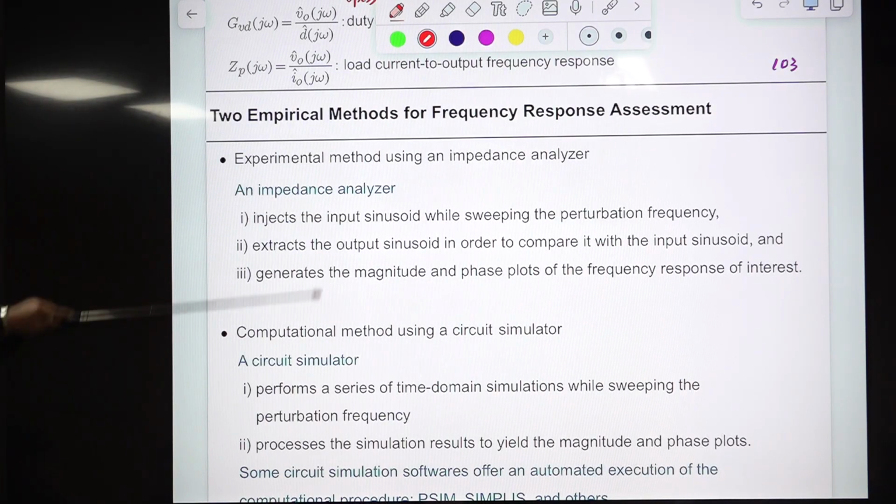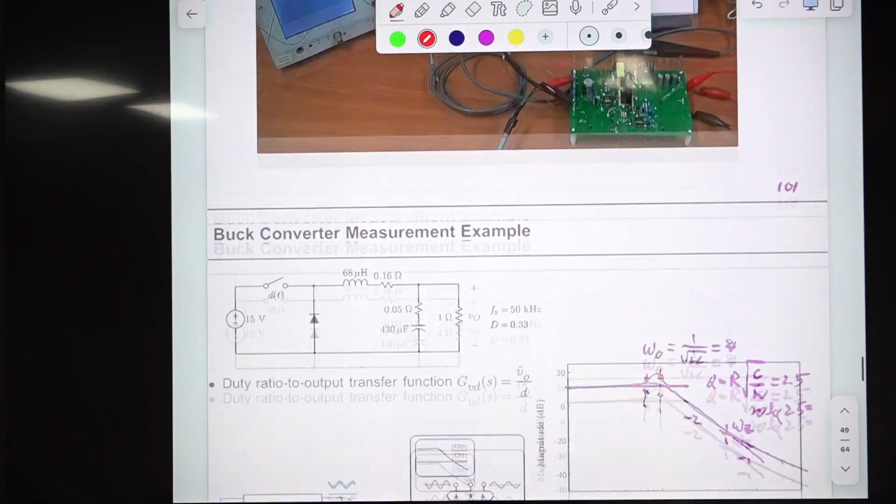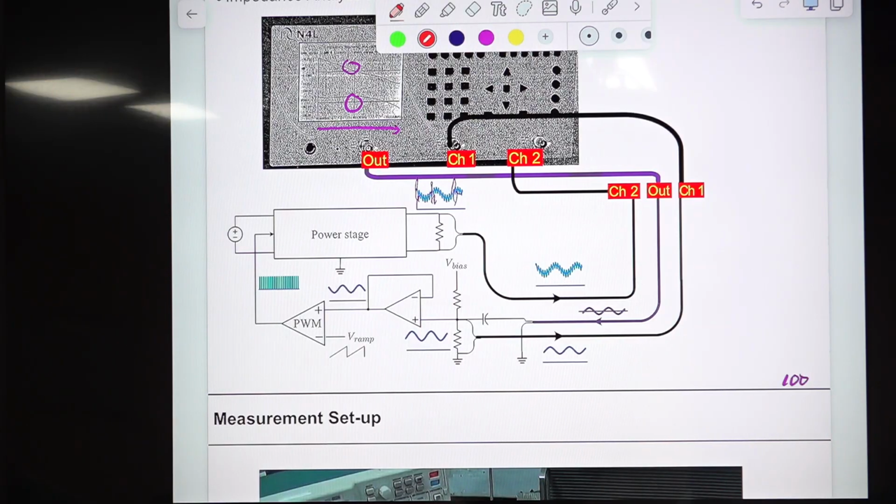This is the experimental method, and the other one is the computational method using a circuit simulator like PSpice, Flex, and many others, MATLAB and so on. That is the duplication, emulation of this impedance analyzer, this equipment, using a software simulator. What they are doing is performing this time domain simulation as I explained here in this manner. They perform this measurement using simulation.